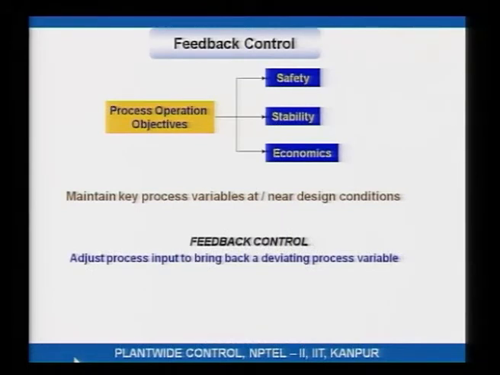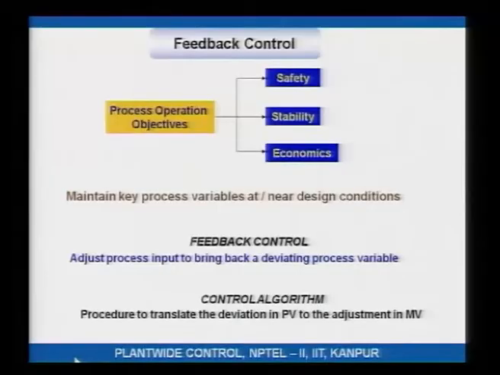You adjust a process input to bring a deviating process variable back to its desired value. The desired value is often referred to as the set point. So, you have the process variable measurement. In feedback control, you are looking at the measurement, and if it is deviating away from the set point, based on those deviations you decide by how much you should change the input in order to bring that deviating variable back to the set point.